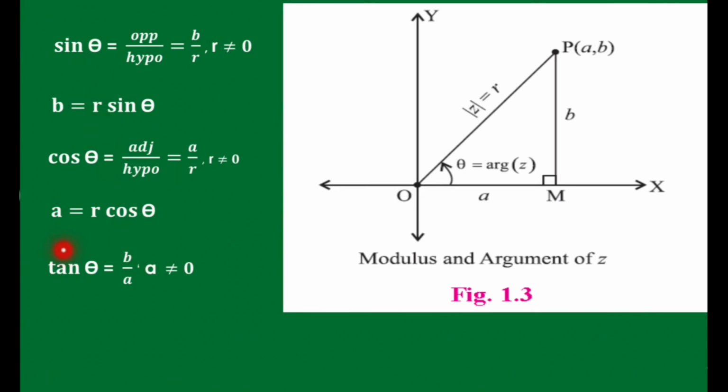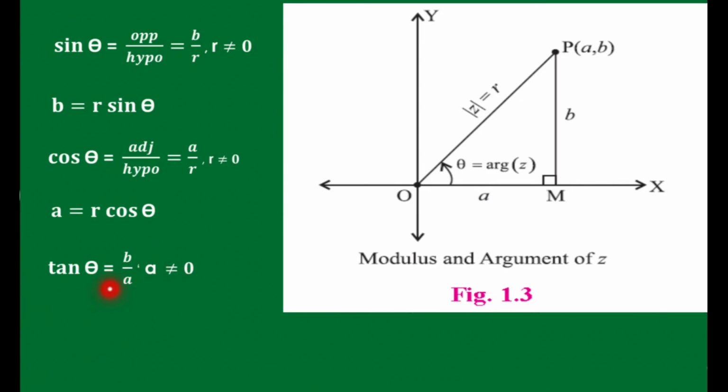So by using these two, B equals R sin theta and A equals R cos theta, when we divide these two, sin theta upon cos theta is tan theta. So we write tan theta, R gets cancelled, and here we get B by A. Or you can directly write tan theta from the diagram also, because we know that tan theta equals opposite upon adjacent. Opposite is B, adjacent is A. So we write tan theta equals B by A and A not equal to 0.